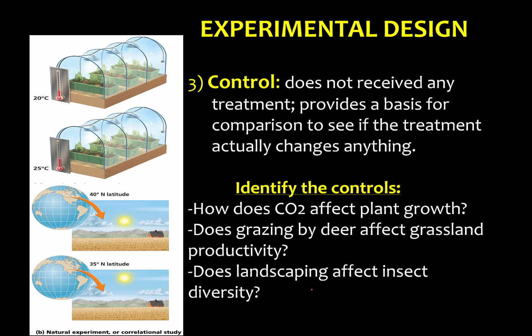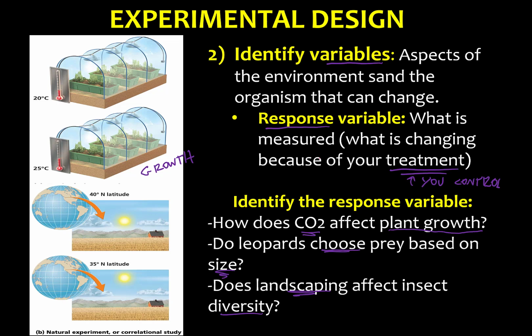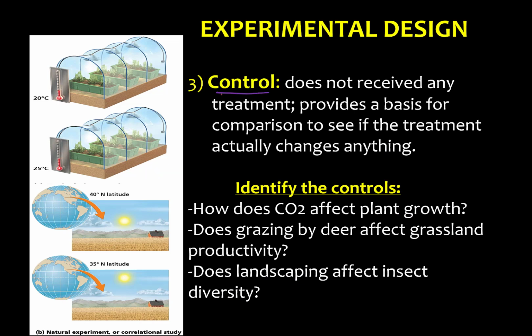Third thing you have to do is design a setup that's called your control. The control does not receive any treatment, meaning you don't manipulate any of the variables in your control setup. The control is critically important. Critically important.